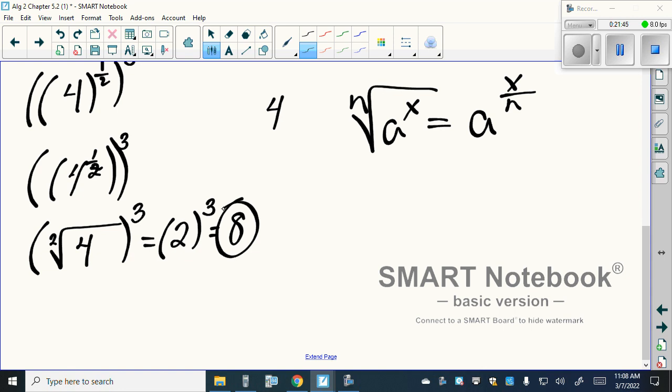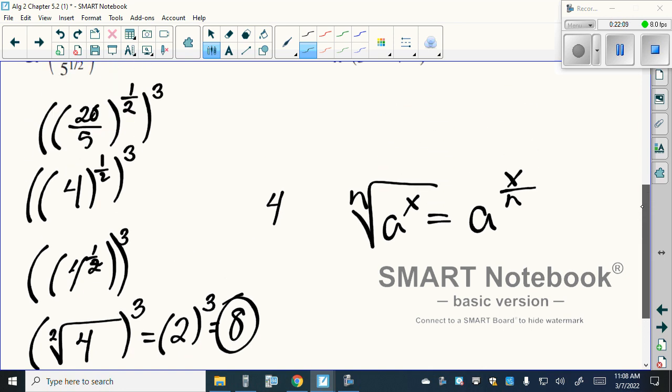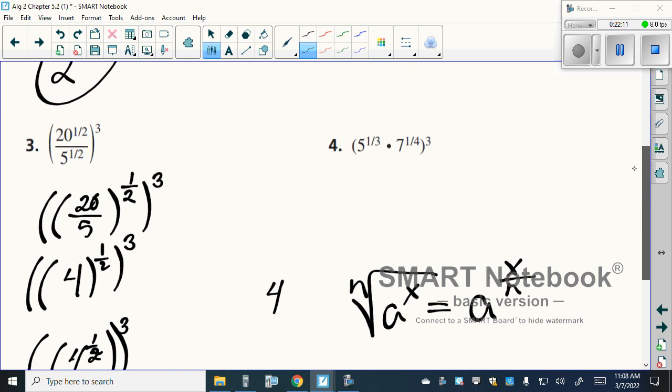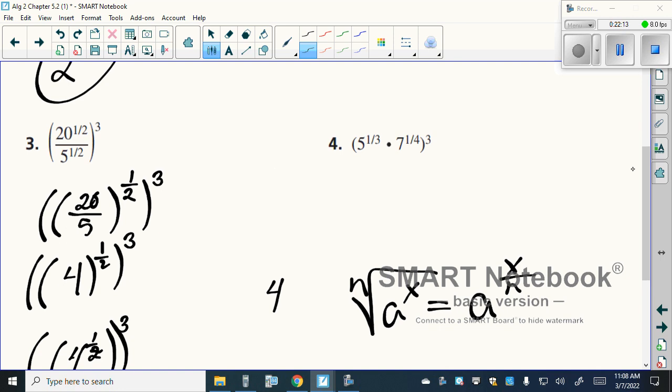If it didn't work out that 4 to the 1/2 did simplify, we could have left it as our 3 times 1/2, 4 to the 3/2. But because it does simplify, there is a perfect nth root in there, we have to pull it out. We have to simplify it down. Questions on this here? Any questions on anything we've done so far before we look at number 4?